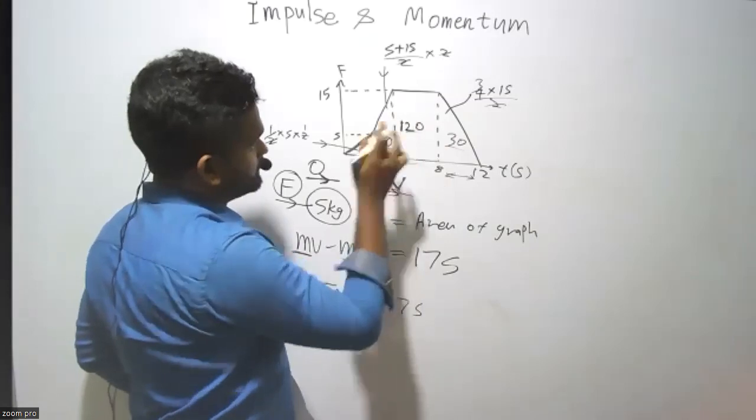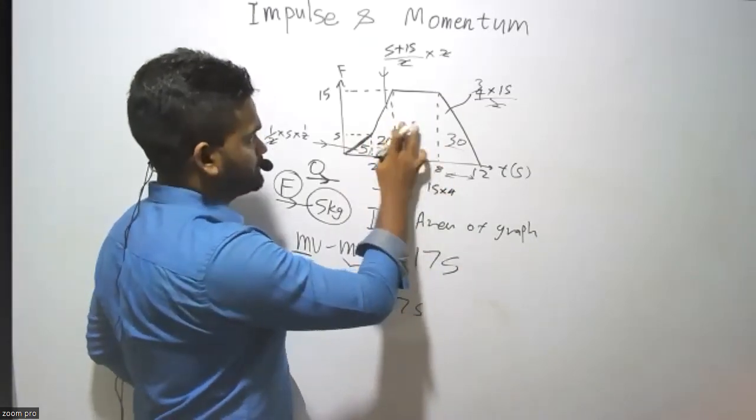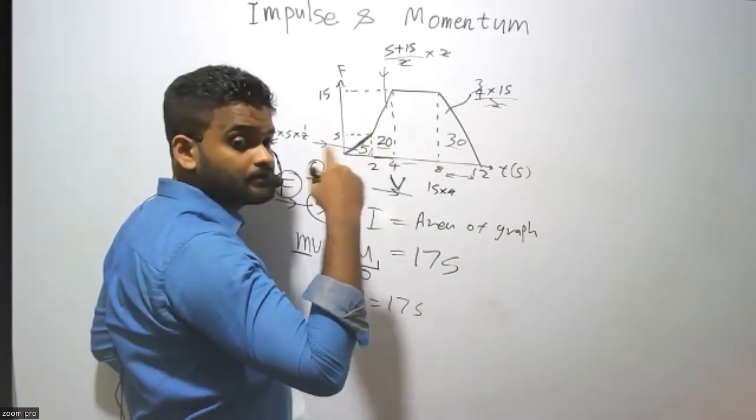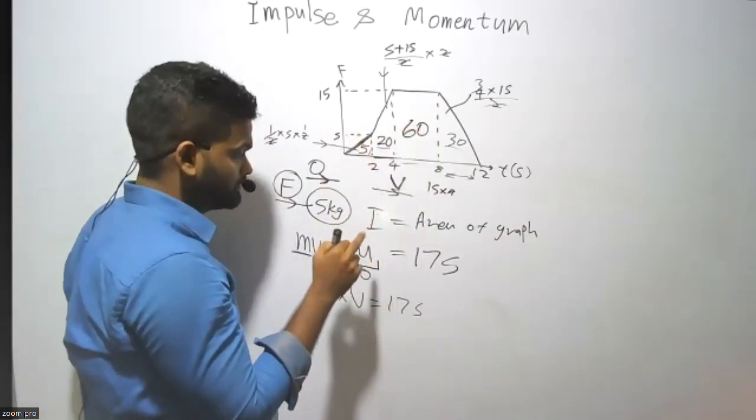For the rectangle, it is 15 times 4. 15 times 4 means 60, right? Not 120. It is 60. Okay.